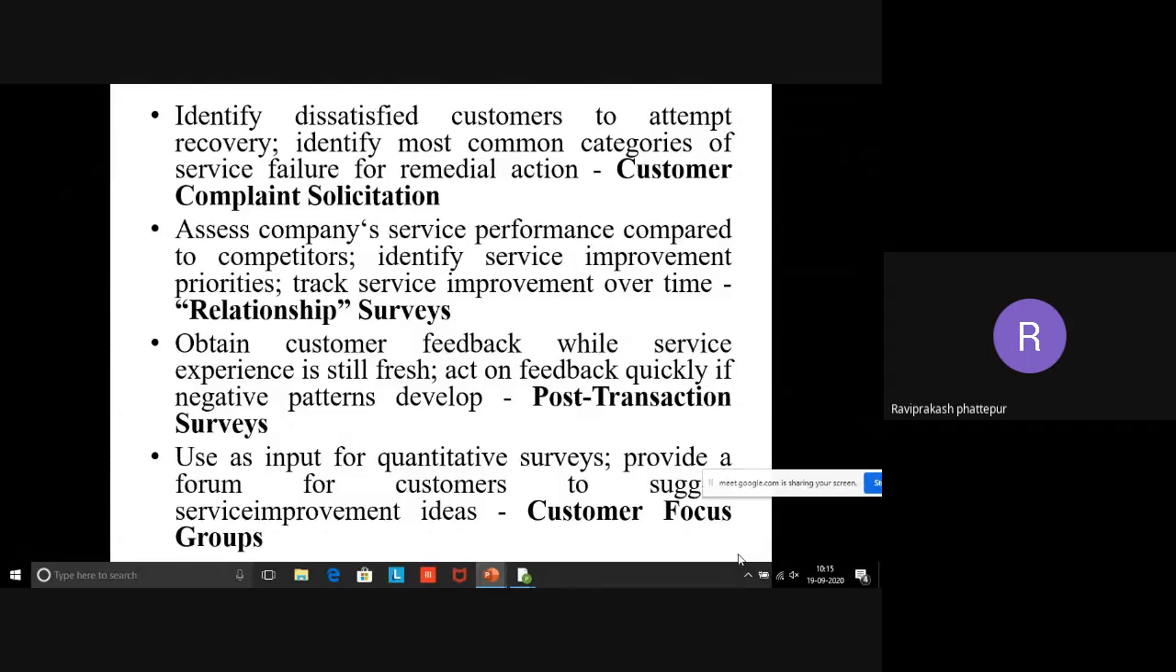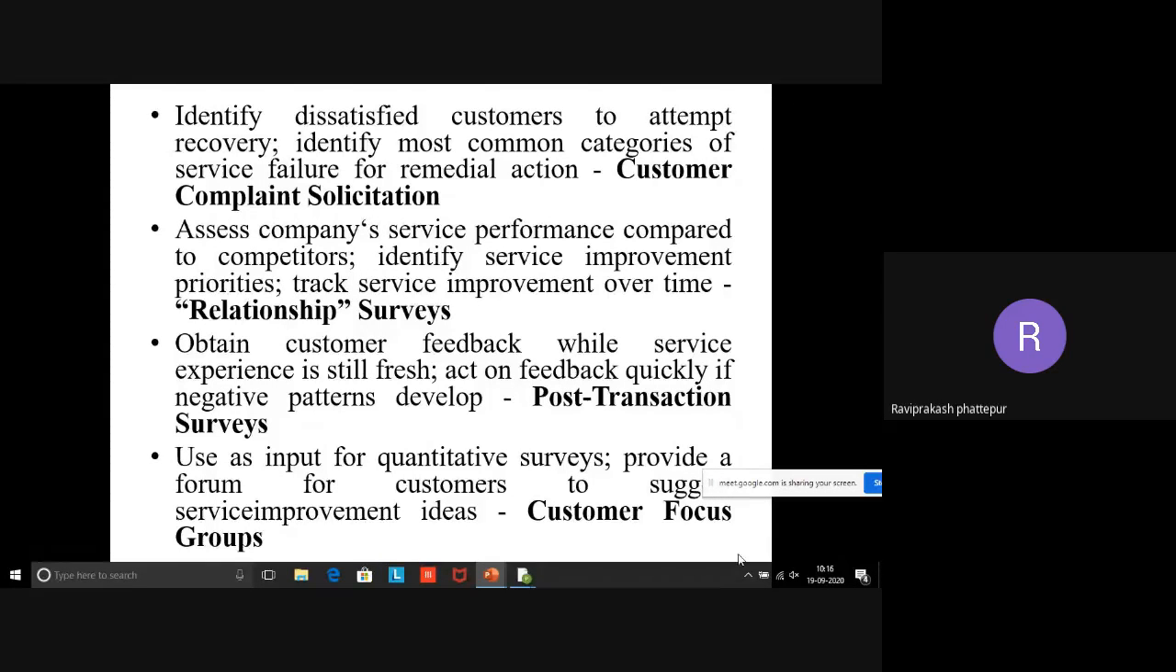This is known as customer complaint solicitation. What does that mean? We are trying to find out what problems the customer is facing again and again, whether the customers are facing the same problem, or with every encounter the customer is facing a different problem. Find out those and try to solve them.